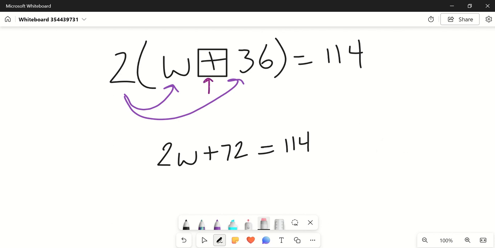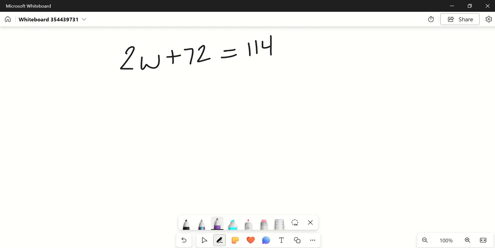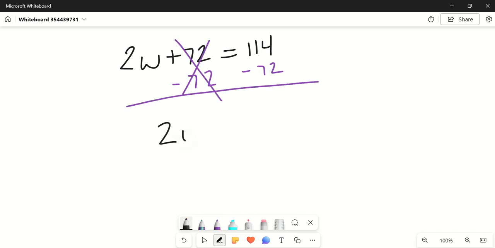Guess what? This is still a 2-step equation, which is why I call it a 3-step equation instead. Because you're going to get rid of the constant, and then you're going to divide the variable, and you're going to solve. So, you guys, rapid fire. What's my first step, ladies and gentlemen? Subtract the 72 from both sides. That will cancel that out. My new equation is 2W equals whatever 114 minus 72 is.